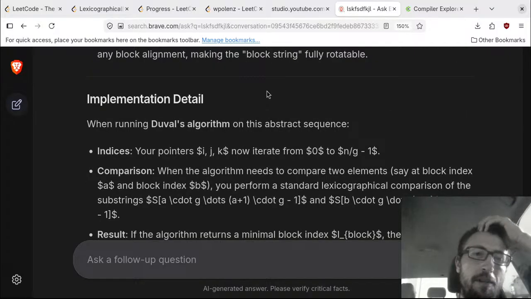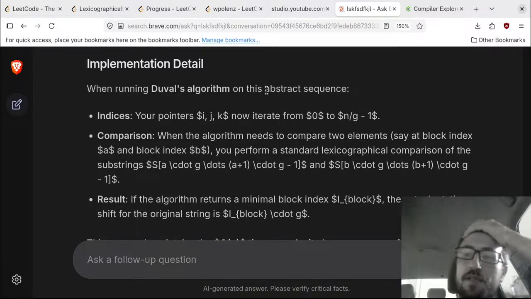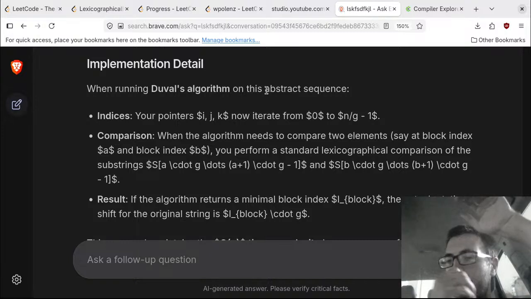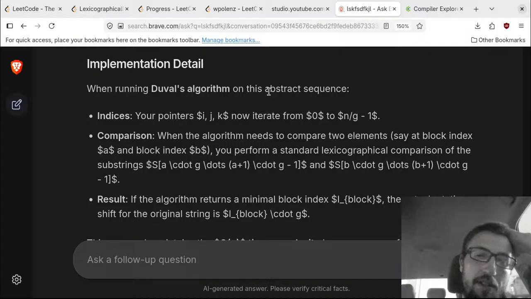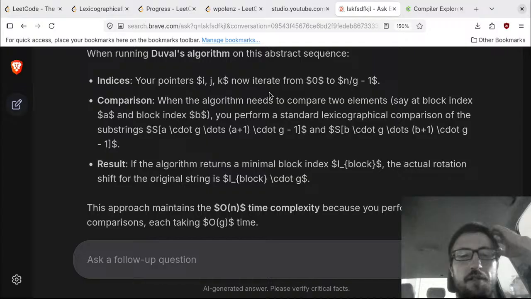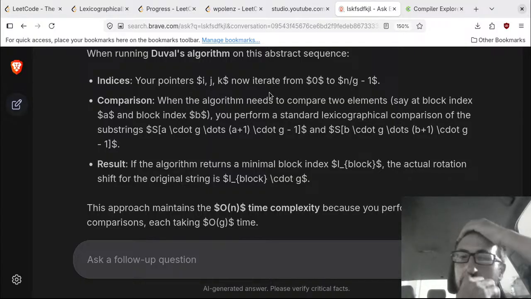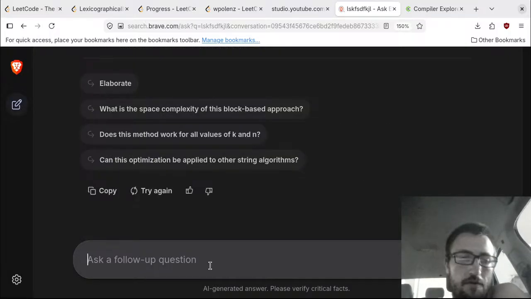Implementation detail: in running Duval's algorithm on this abstract sequence, index your pointers I, J, K and iterate from 0 to N over G minus 1. Comparison: when the algorithm needs to compare two elements, say at block index A and block index B, perform a standard lexicographical comparison of the substrings. Result: if the algorithm returns a minimal block index, the actual rotation shift for the original string is I sub block times G. This approach maintains the linear time complexity because you perform O of N over G comparisons, each taking O of G time. Cool. That is very clear.